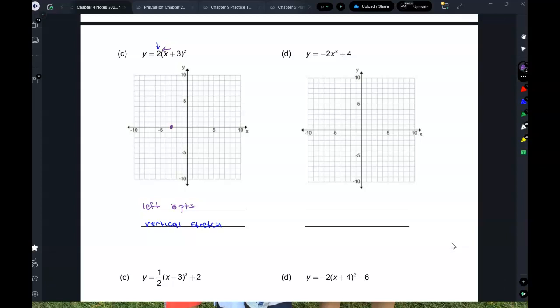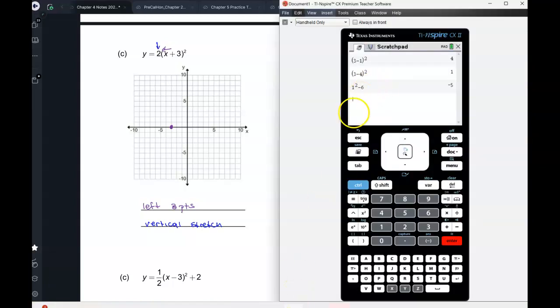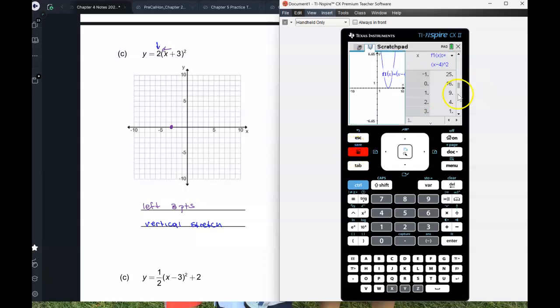So now what point am I going to check next? -2 works. Okay? So you either plug it in or you can go to the table here. Okay, how do you get rid of this table? We brought it in by Control T. You can get rid of it by Control T.